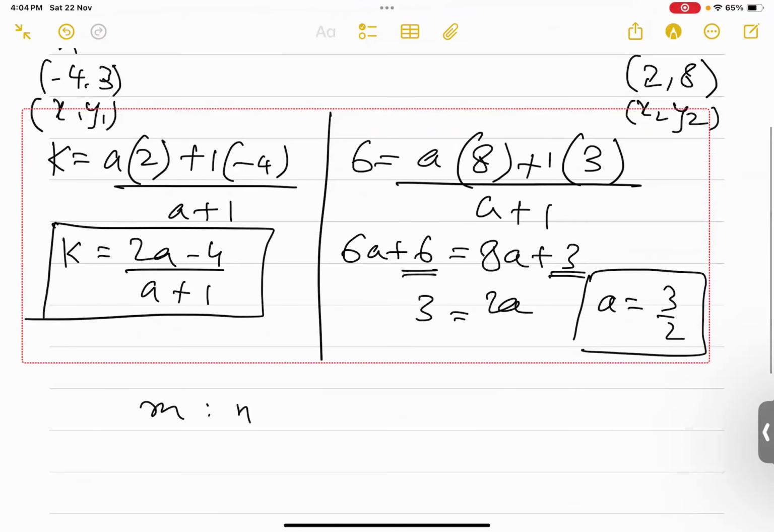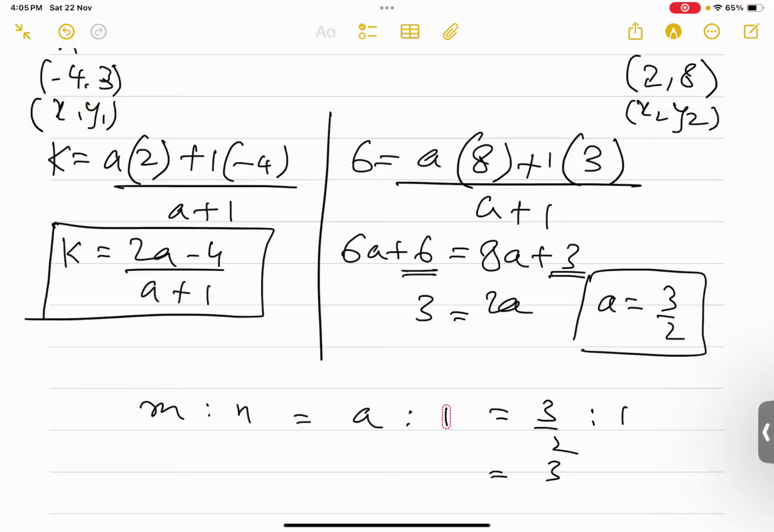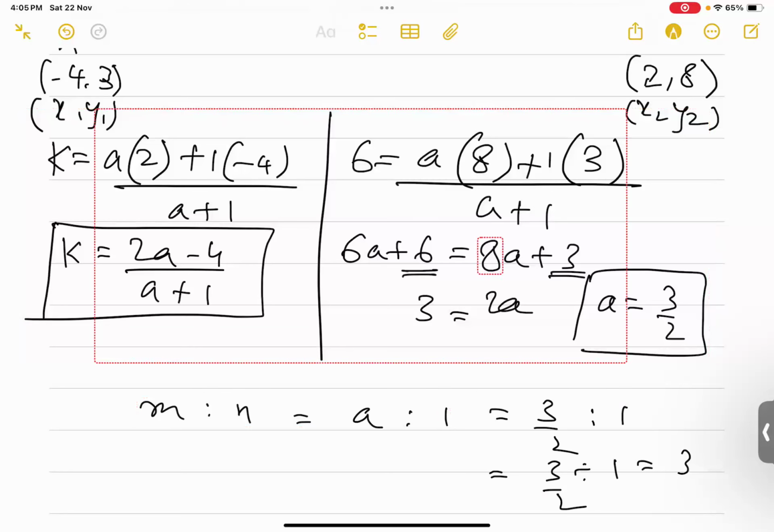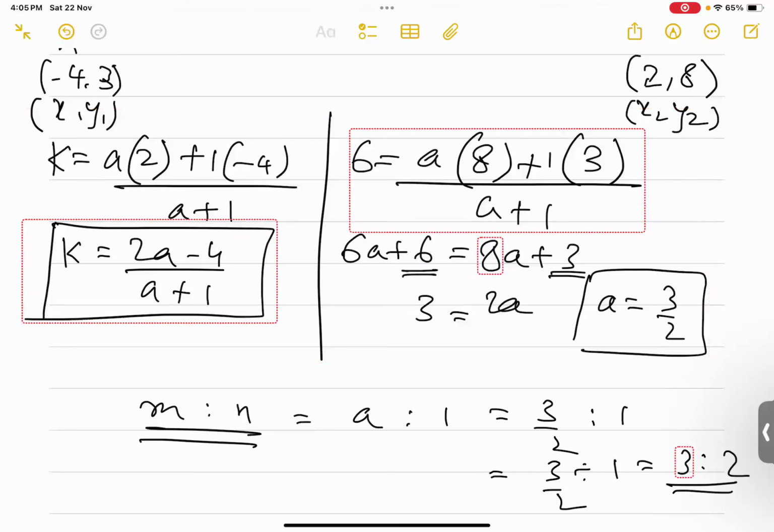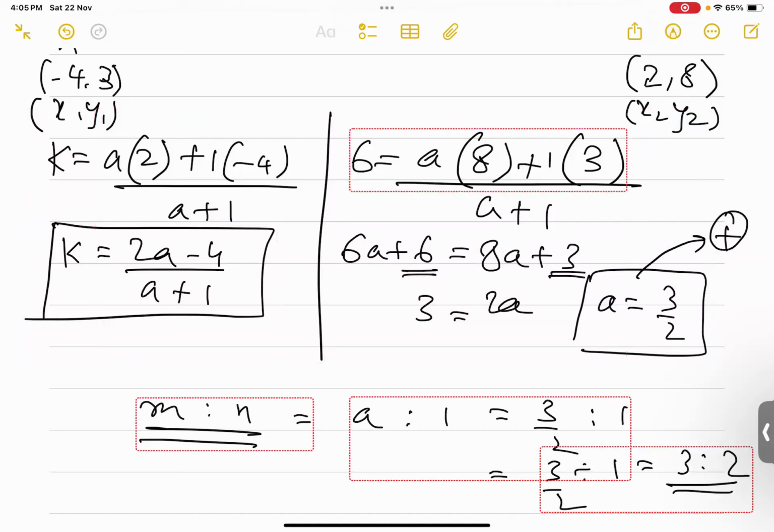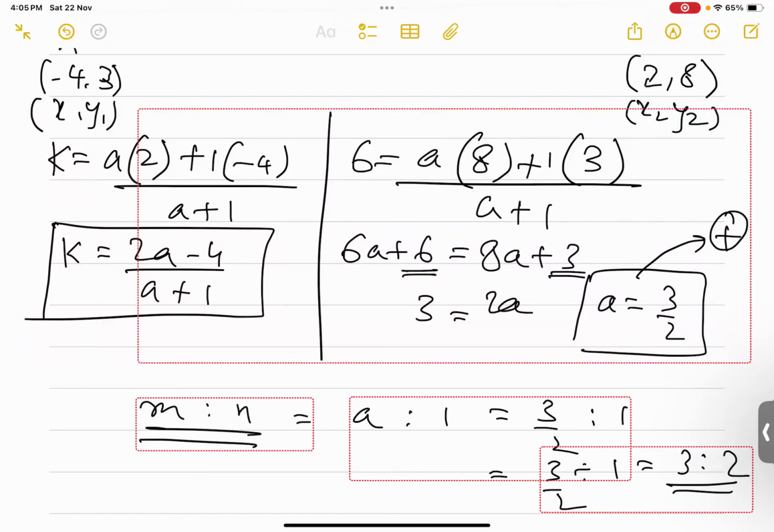So m is to n, the ratio, is a is to 1, which is equal to 3 by 2 is to 1. Ratio meaning is division. So 3 is to 2. So we got the ratio. And since a is positive, now this point, it got left out last time. Since a is positive, the division is internal.